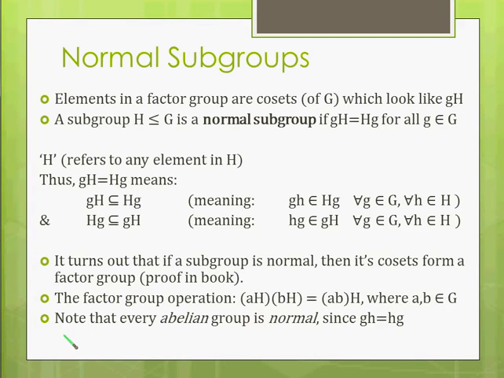Something you should know is that every abelian group is normal. Since gH is Hg for abelian groups, gH equals Hg for sure. Now, is every normal group abelian? Well, every normal group is not abelian. If you want, you can think a little more about that, but you can also just memorize that for now. So we're going to start this off with a computation.